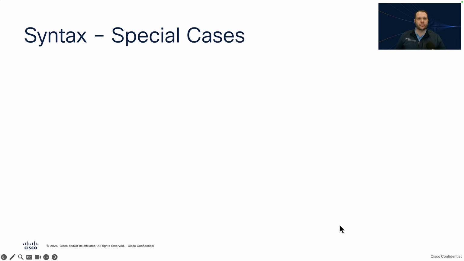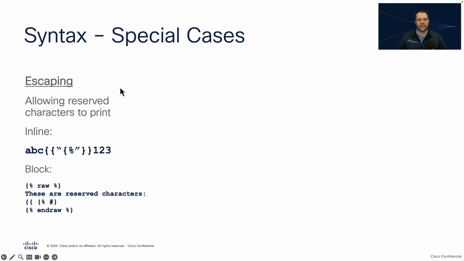So there are some special cases for syntax in Jinja, and there are actually lots of special cases, but the most important ones that you may encounter are, first, escaping. There may be situations where you need to include special reserved characters in the text output of your template for some reason. And if you find yourself in a situation where you need to do that, you have two options. You can either escape the special characters in line with your text, or you can escape them using an entire block, what we call a raw block.